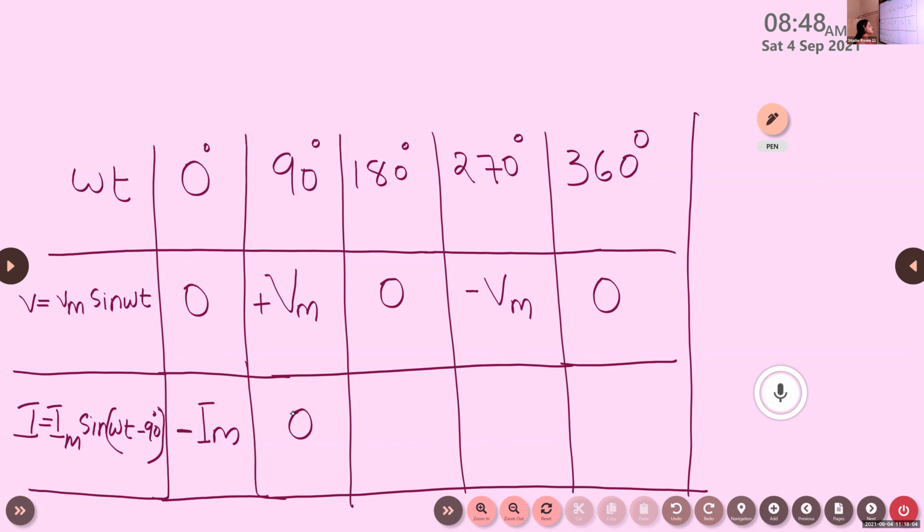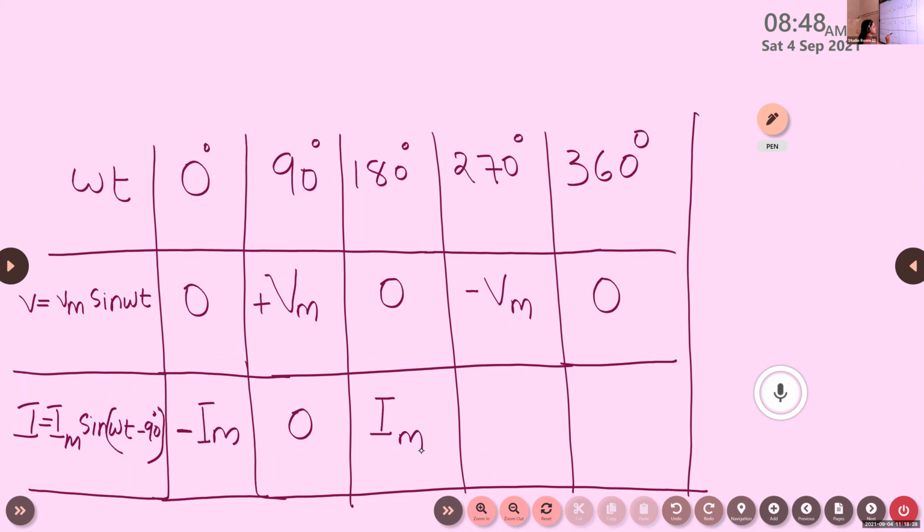Now the third case, 180 degree. If the phase angle is 180 degree, I is equal to Im sin 180 minus 90, which is sin 90. Sin 90 is equal to 1. So the value of current becomes equal to positive Im.